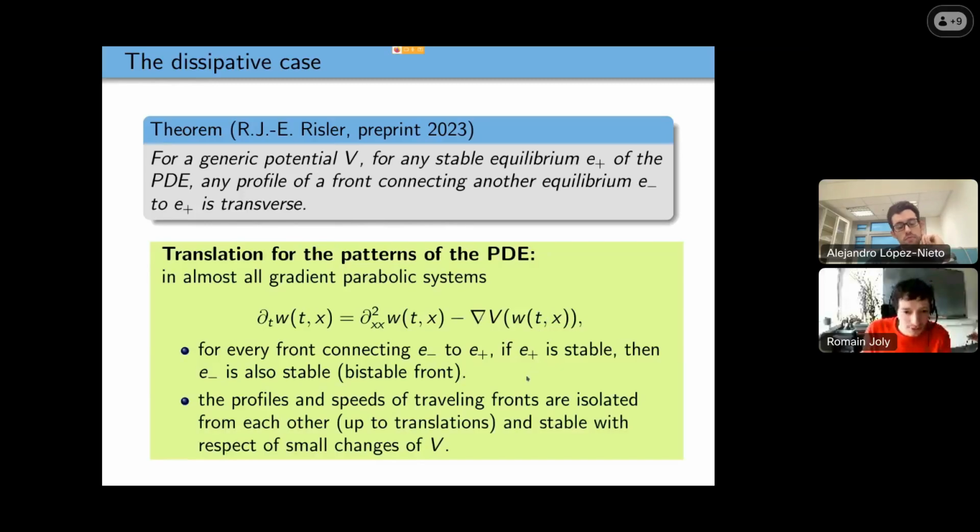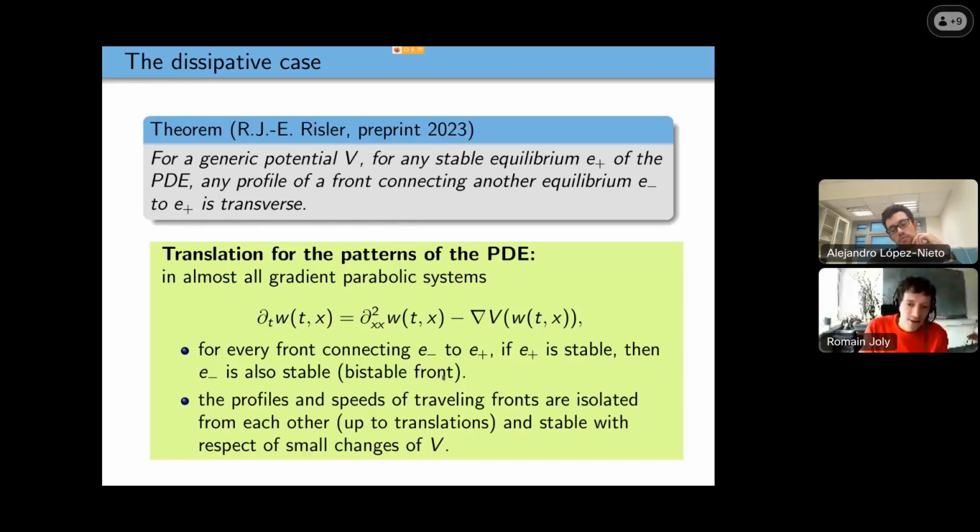Just to give you again, once you get the generic transversality for the profile of the front, it will show you that the only traveling fronts that connect two equilibria where E plus is stable are the bistable fronts.